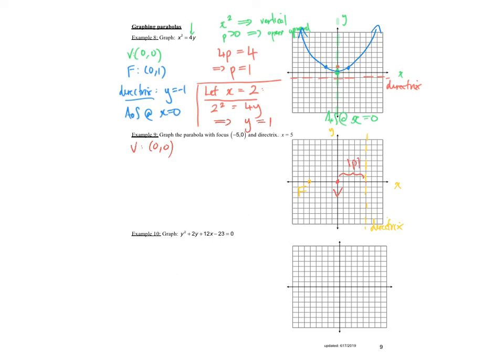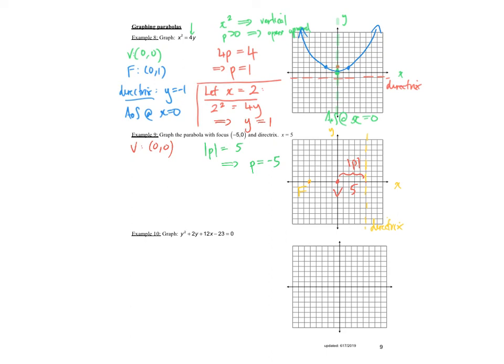Absolute value is supposed to be the distance from the vertex to the directrix, or the vertex to the focus. In this example, that distance is 5. Notice though, we're going to have a horizontal parabola opening to the left. We always wrap around the focus. So the fact that we're opening to the left means that P is going to be negative. So P must be -5.